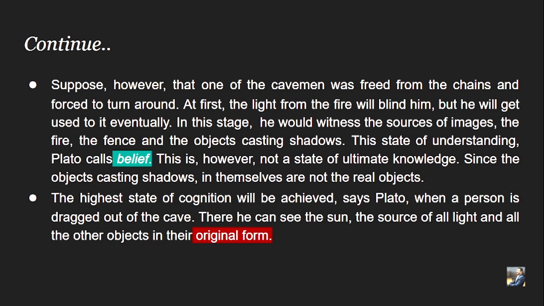At this stage he would witness the source of images: the fire, the fence, and the objects casting shadows. Plato is saying that the caveman will see the sources of those shadows, not even the real things, like the fire and the human beings who were walking behind the fence. He will come to the understanding that they were the sources of those shadows, not even the reality. And this stage Plato calls belief.